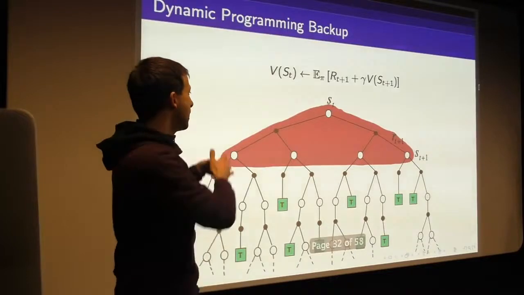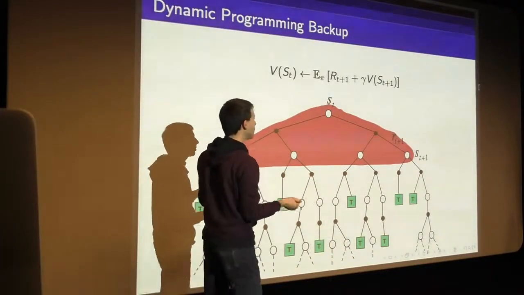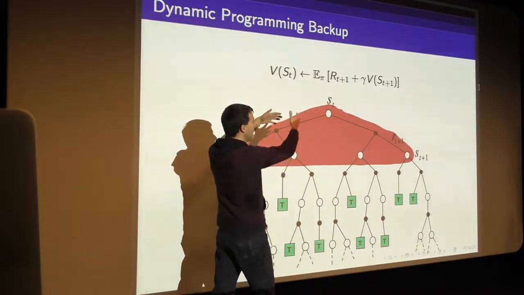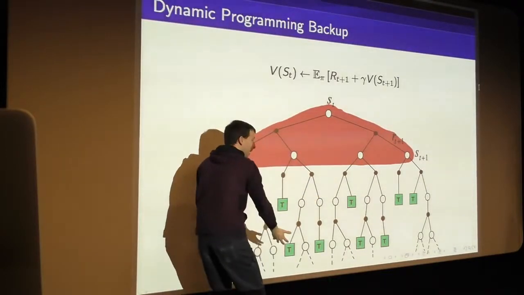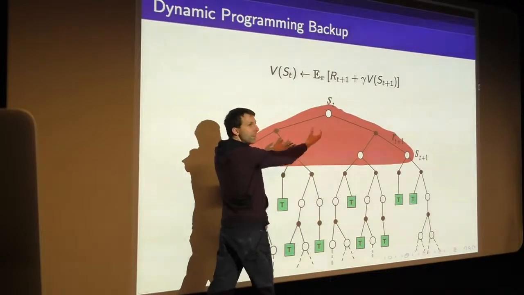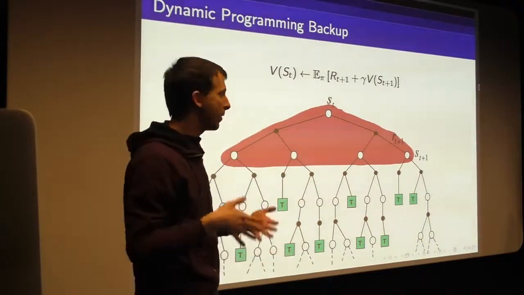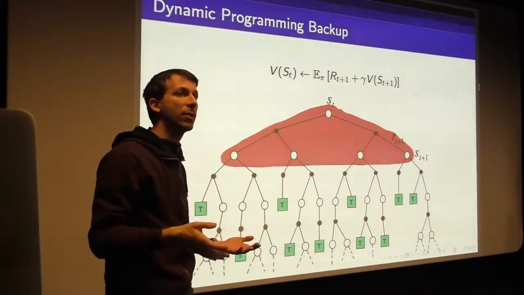And just to complete the space of possibilities, you could also do an exhaustive look-ahead of this entire tree. You could do something like dynamic programming, but go all the way to the end and do a complete backup, and that's an exhaustive tree search. So you get an exponential blow-up in the size of the update that you do for just one state.